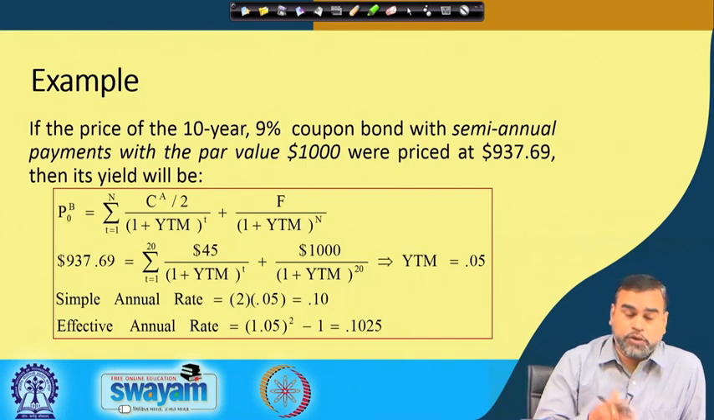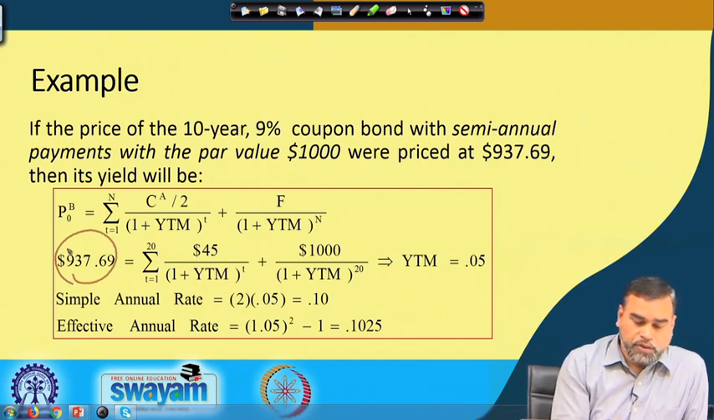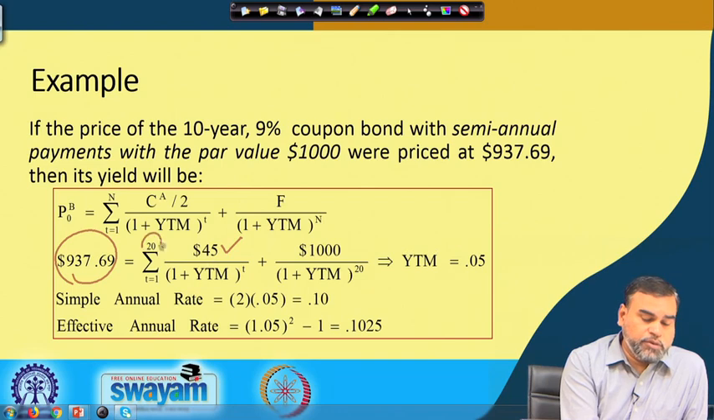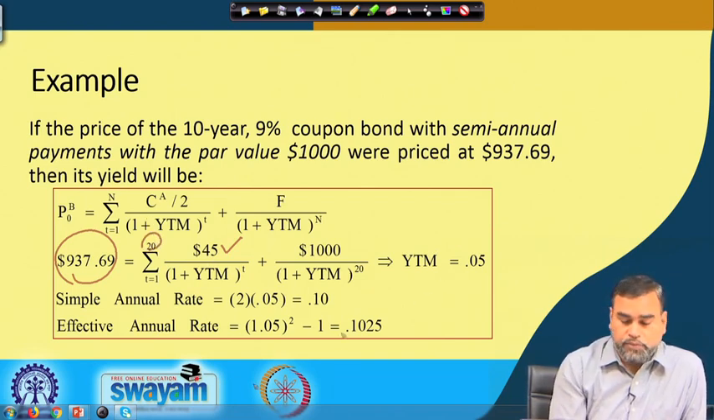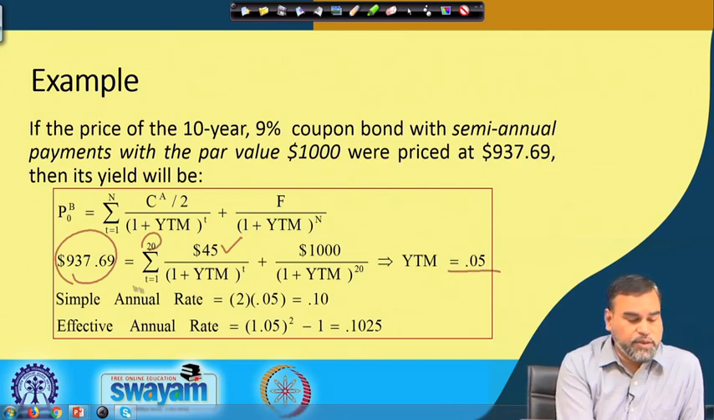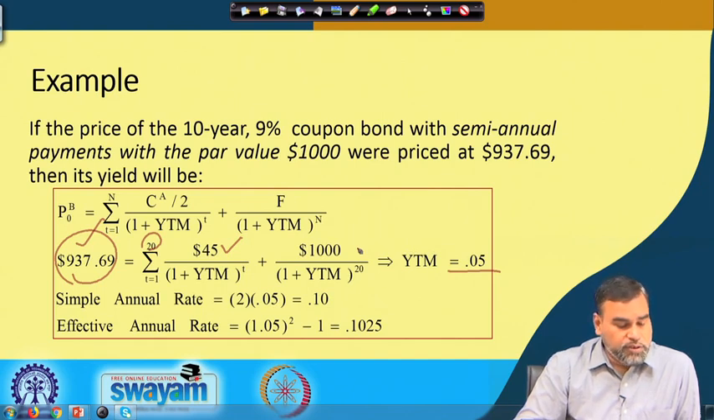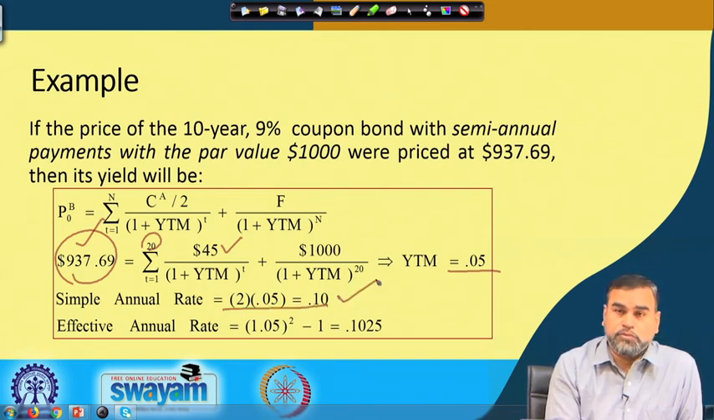For the semi-annual coupon, if you go back, our market value was 937, and the coupon is 45 rupees, because it is 90 rupees per annum, so every 6 months you get 45, and the total number of periods of coupon payment has doubled. Finally, we find 5%, which makes this value equal to the present value of this cash flow. Then your simple annual interest rate, or yield, is 2 multiplied by 0.05, that is, 10%.